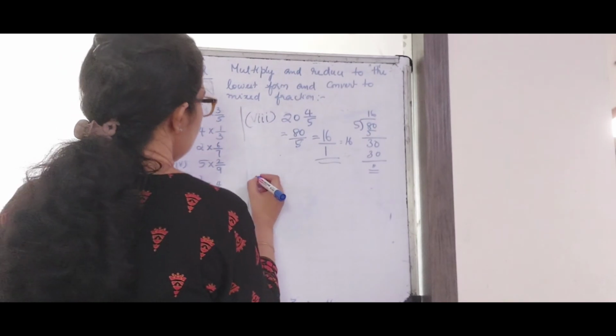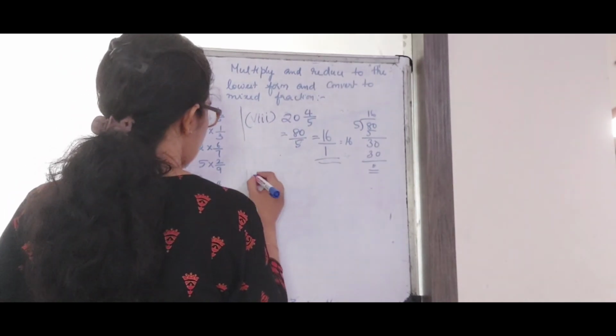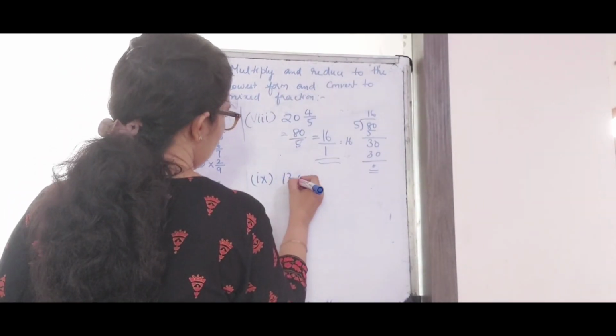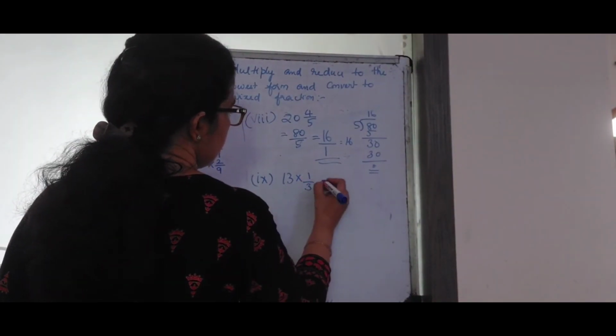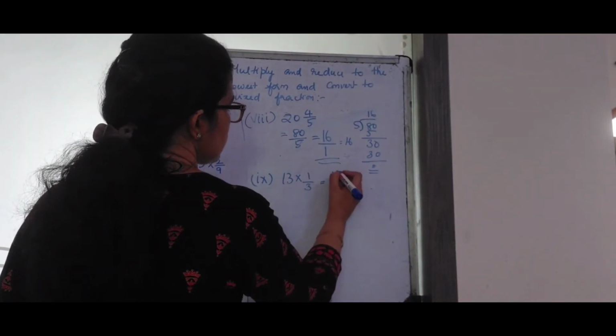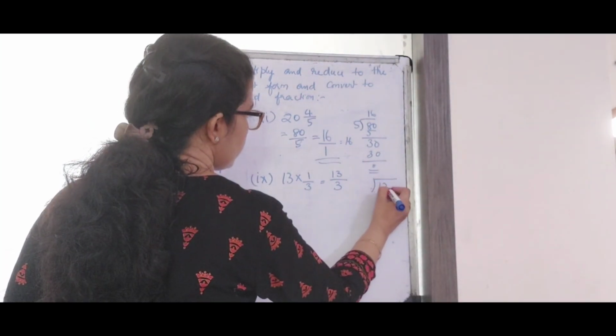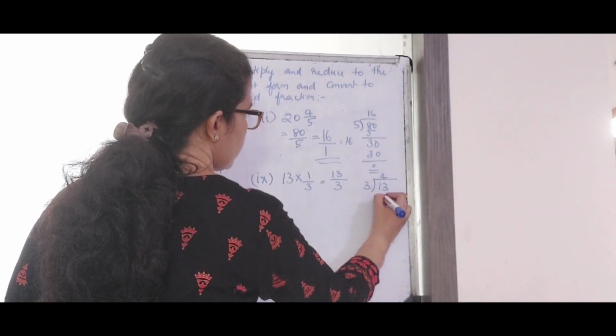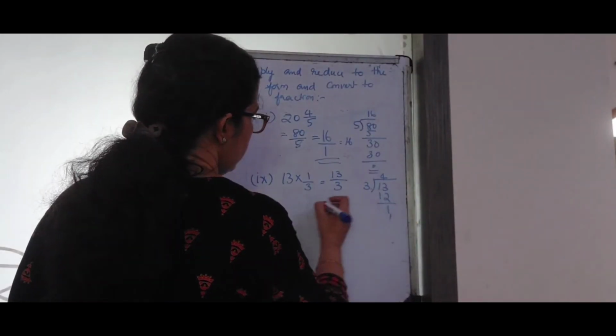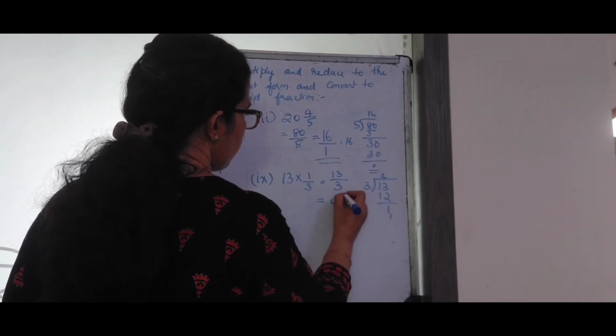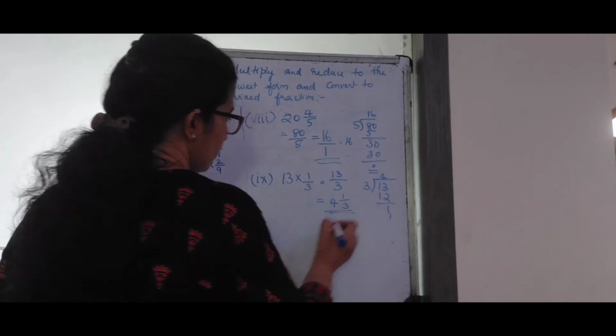Now let's take the ninth problem, which is 13 into 1 by 3 is equal to, 13 into 1 is 13, 13 by 3. 13 by 3 if you convert to mixed fraction, 4 3s are 12, 1. So the answer is 4 1 by 3.